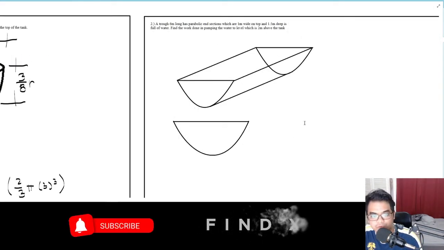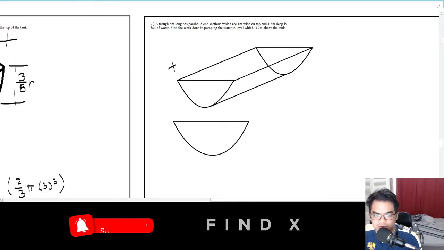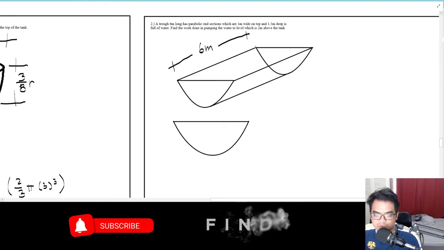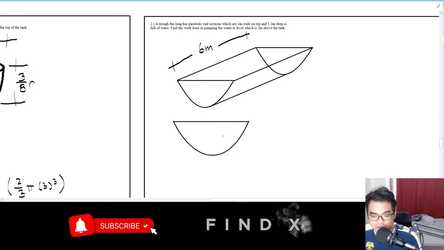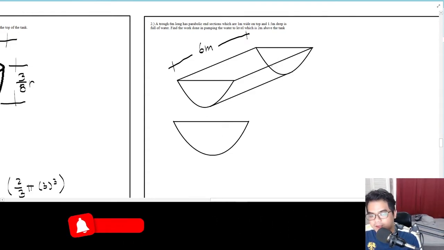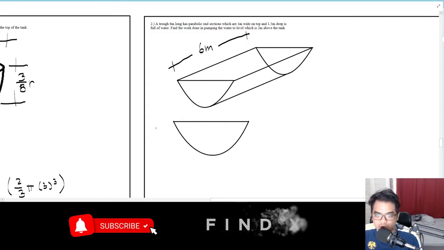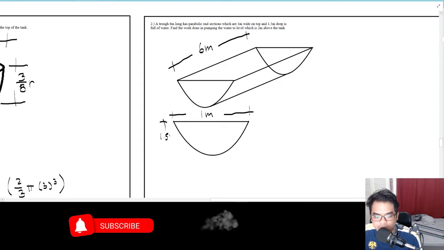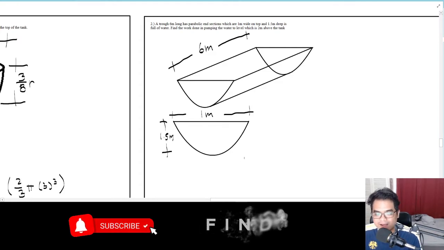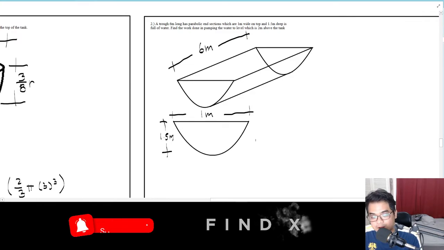For number 2, we have a trough 6 meters long that has parabolic end sections. The end sections are 1 meter wide and 1.5 meters deep. I already drew a separate end section. So this is a trough again, and the end sections are parabolic, with 1.5 meters being the height of the parabola.